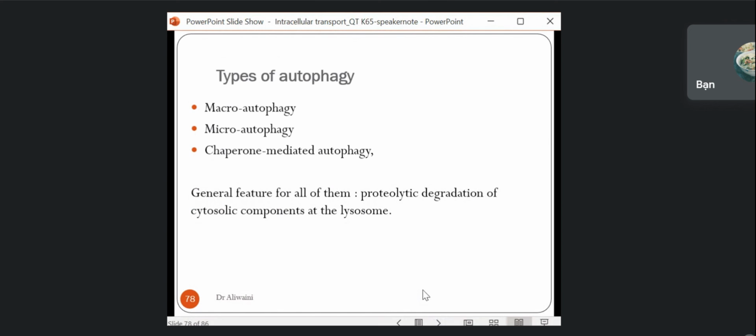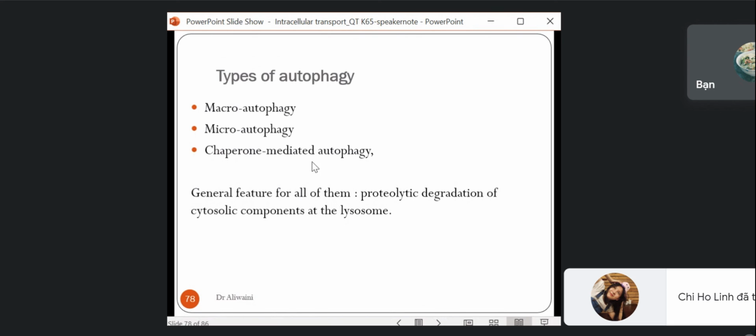So even though there are three types, there is a general feature for all of them: the proteolytic degradation of cytosolic components in the lysosome. So whether it is macro, micro, or chaperone-mediated autophagy, all of them involve the lysosome.